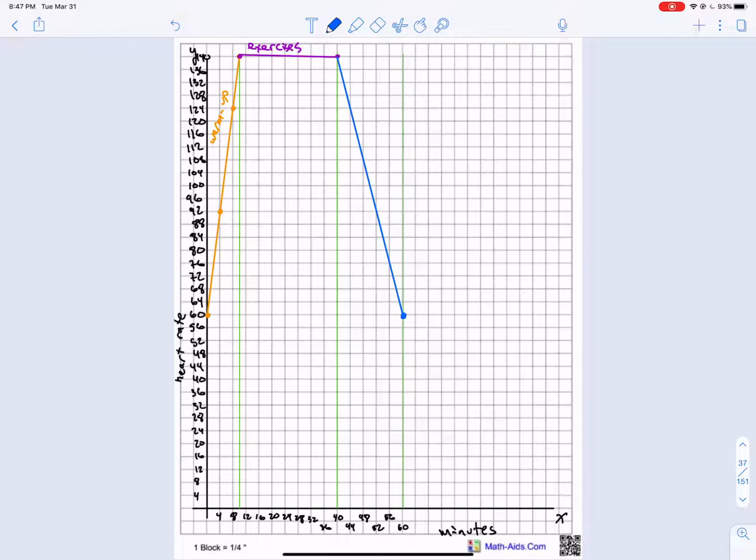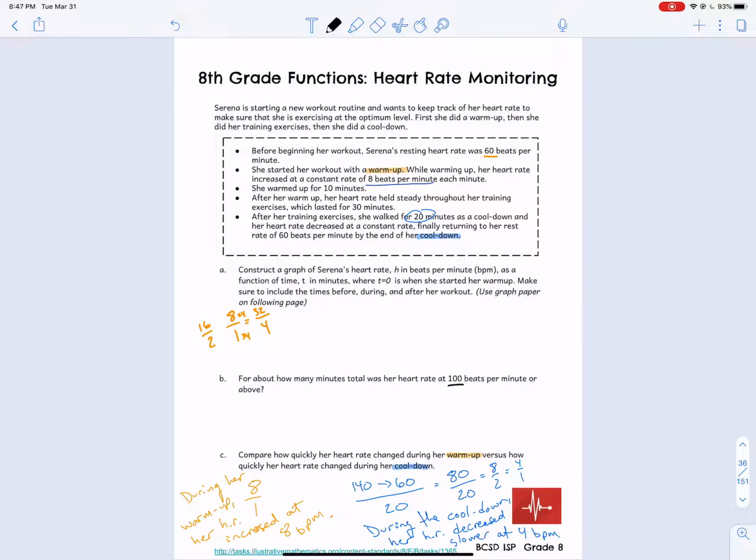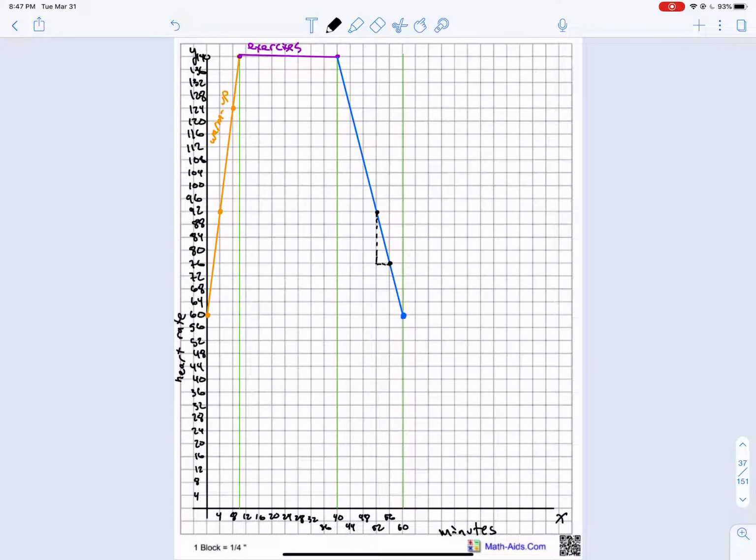Okay, so there's our line. So we want to find the slope of this line. Well, if we want to do that, we just need 2 points where the line crosses the grids exactly. So there's one, and there's one. Okay, so let's see if we're right. So let's look at our slope. We know it's negative because it's a cool down. So we think it's 4 over 1. Okay, so let's see if we agree with our graph.